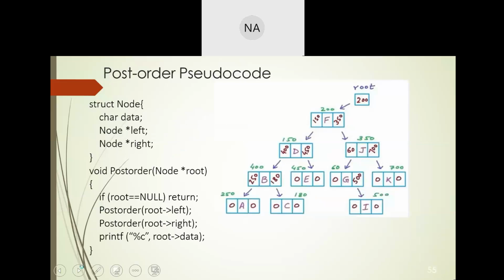If the root node is null, return. Otherwise, traverse the left subtree in post-order, then traverse the right subtree in post-order, and then traverse the root node by printing its value.